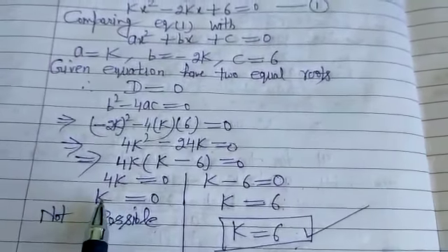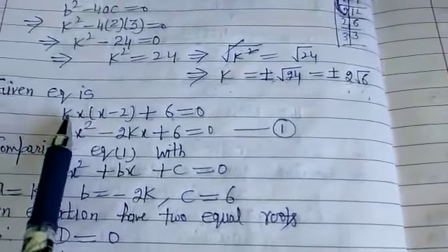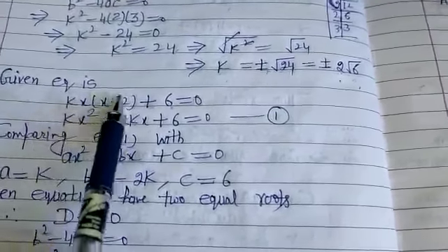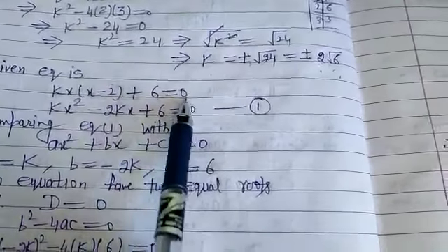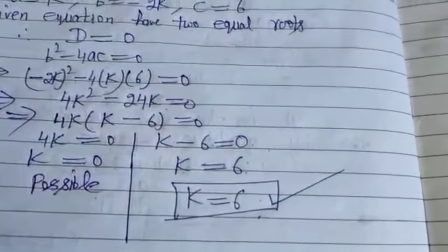Again I'm saying, when I substitute the value of k is equal to 0 in the given equation, this term is multiplied here. 0 into this whole thing becomes 0. So 0 plus 6 becomes 6, and 6 is equal to 0, that is not possible. Therefore k is equal to 0 is not possible here. So the answer is k is equal to 6, the right answer. That's all.